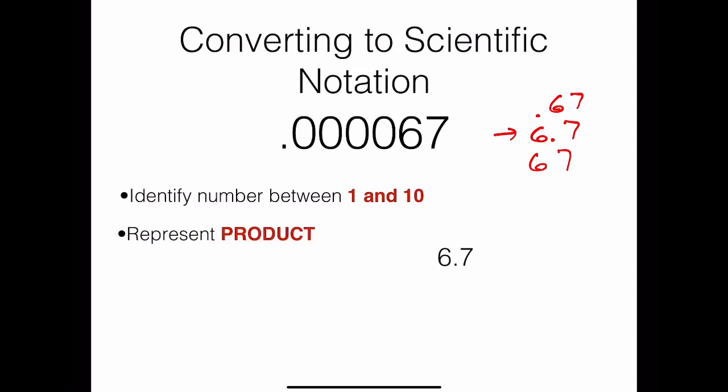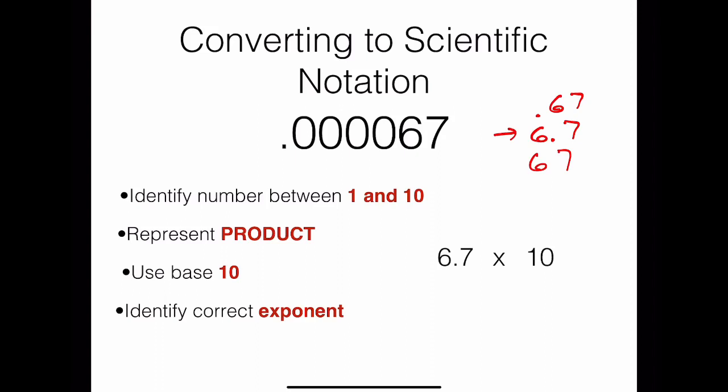Our next step is to represent that we have a product. Remember, a product means the answer to a multiplication problem. And then we use base 10, and base 10 is what allows us to move that decimal point. Every time I move that decimal point, it's one more factor of 10. So 6.7 times 10, and now we need to identify the correct exponent. Again, we're starting from our location here, so we want this number to look like this one.